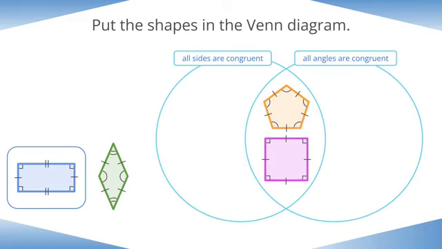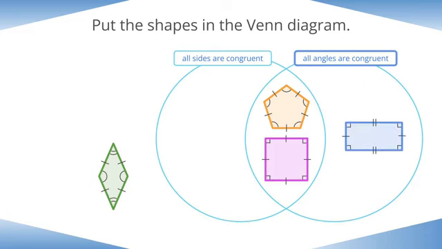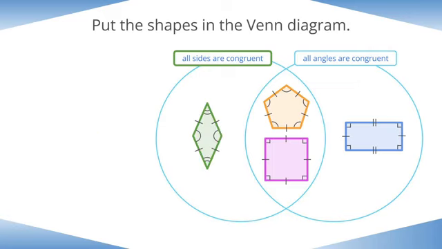Now let's look at this blue rectangle. All of its angles have the same angle marking, which means they are the same measure. But the top and bottom sides have different hatch marks compared to the left and right sides. Not all the sides are congruent, so this shape will go in the right circle, but not where the circles overlap. Finally, the green rhombus. It looks like the sides have the same hatch mark, which means they have the same length. But the top and bottom angles have different markings compared to the left and right angles. Not all the angles are congruent, so this shape will go in the left circle, but not where the circles overlap. Well done! Another success.